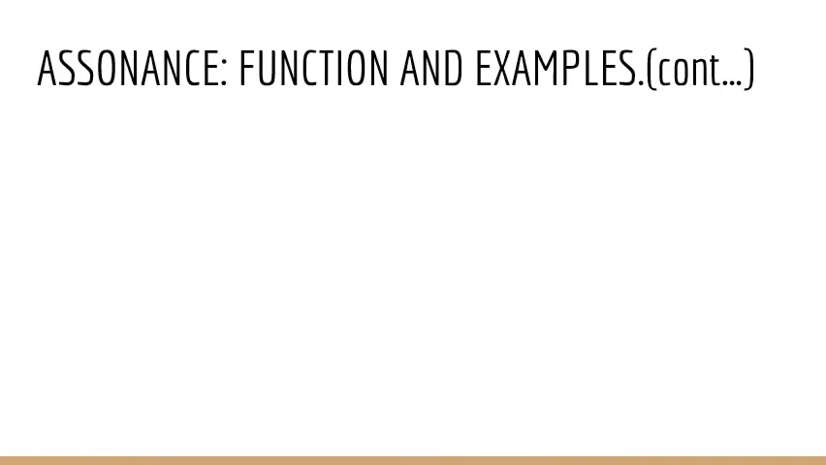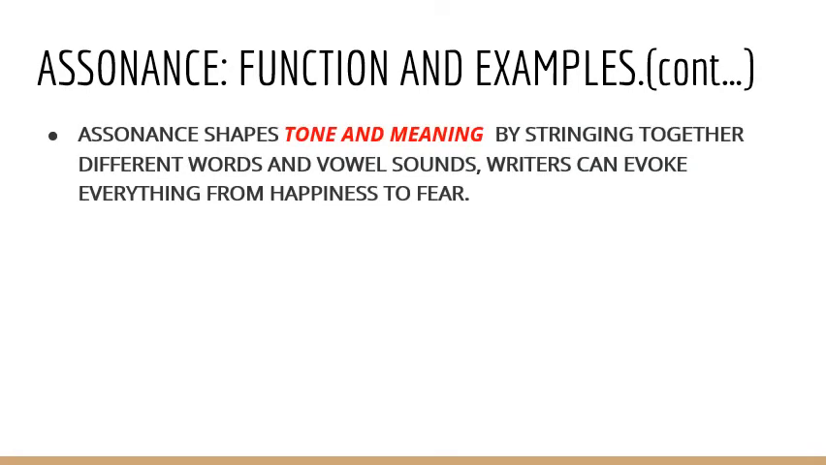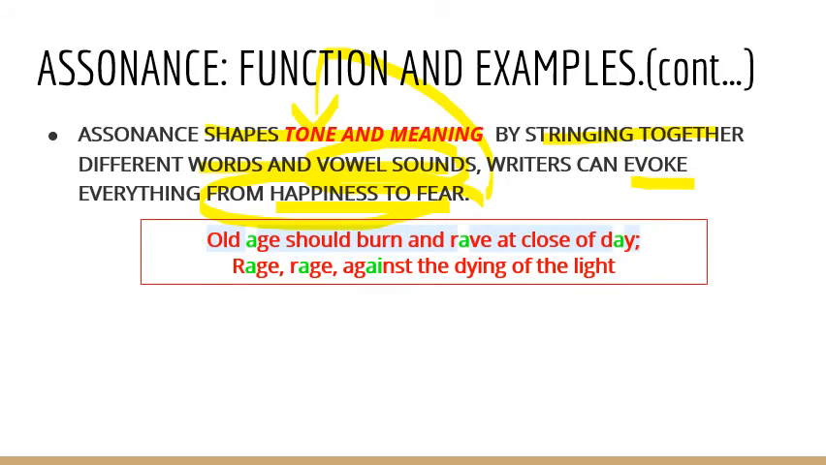Continuing with functions of assonance, another function is that it can shape my tone and meaning. If I put certain words together and I hammer on certain vowel sounds, I can create tone. Tone is emotions. So if I look at an example from a poem that's about death and about how you should fight death. Old age should burn and rave at the close of day. Rage, rage against the dying of the light.